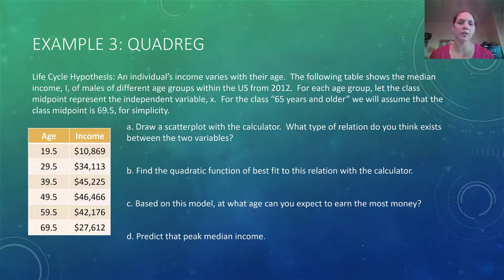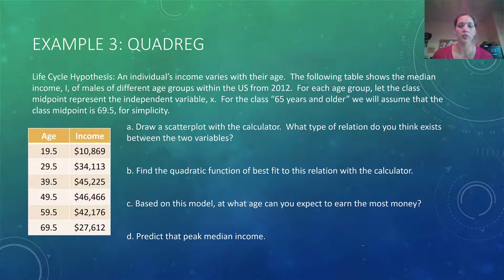So in this problem, we're going to let the individual's income vary with their age. This table shows the median income for males of different age groups within the U.S. from 2012. For each age group, we're going to let the class midpoint represent the X, and for the class 65 years and older, we're just going to let their midpoint be 69.5, so it's simple.